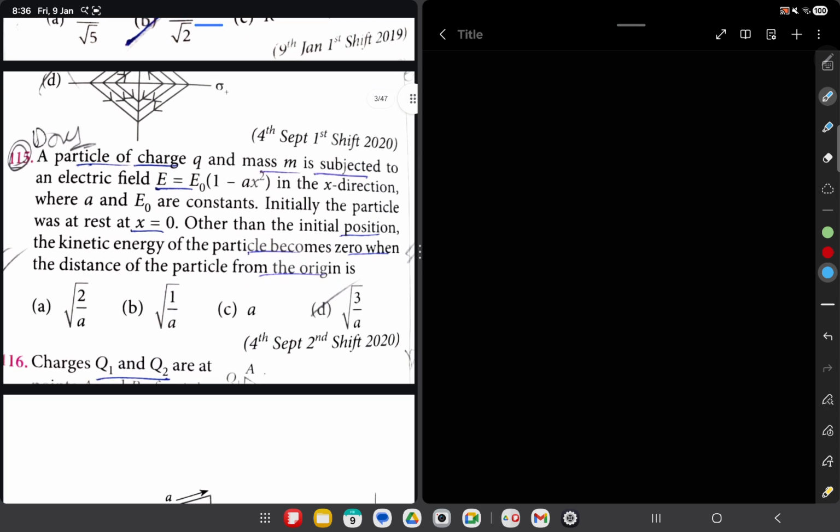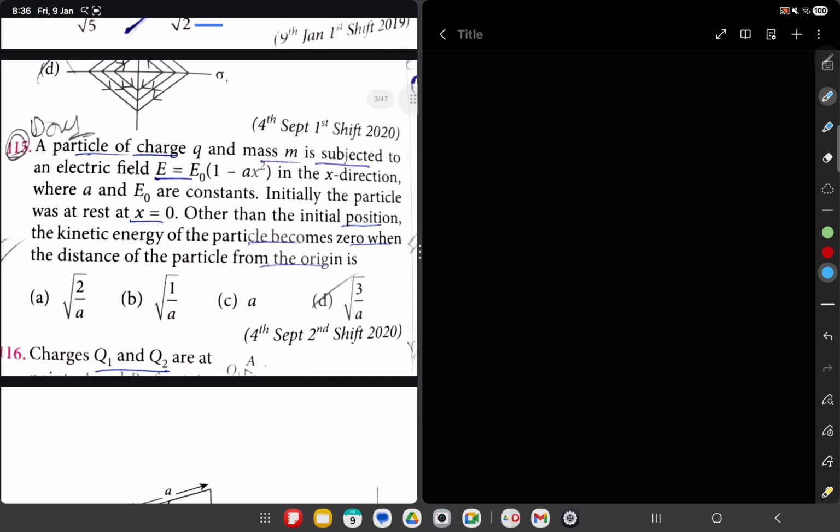So let's start solving a few questions, good questions from electrostatics and gravitation. Question number one: there is a particle having charge Q and mass M under an electric field E equal to E naught times (1 minus a x square) in the x direction, where a and E naught are constants. Initially the particle is at the origin, at x equal to 0.